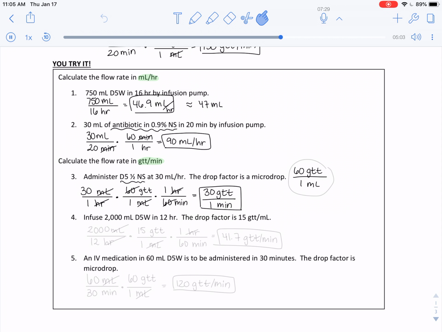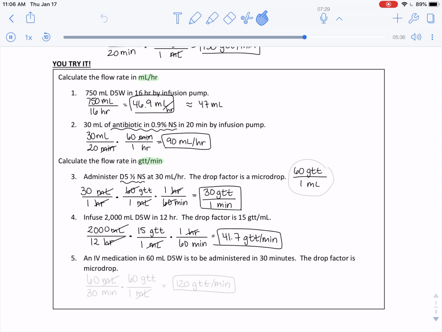Number 4, we have 2,000 milliliters in 12 hours. The drop factor is 15 drops per milliliter. And we have 1 hour is 60 minutes. Cancellation, so that we get 41.7 drops per minute.